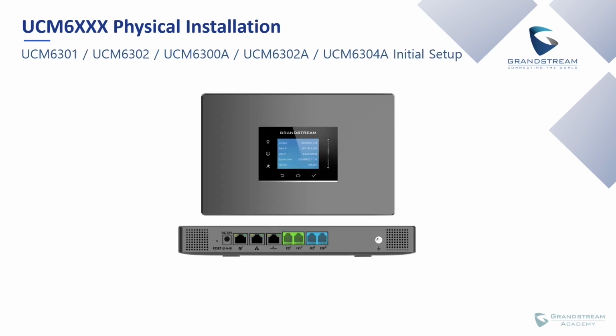Let's talk about the initial setup of the UCM 6301 and the UCM 6302. The first thing that we need to connect is the network port. Users should connect one end of an RJ45 Ethernet cable into the WAN port of the UCM 6301 or UCM 6302 and connect the other end of the Ethernet cable into the uplink port of an Ethernet switch or hub.